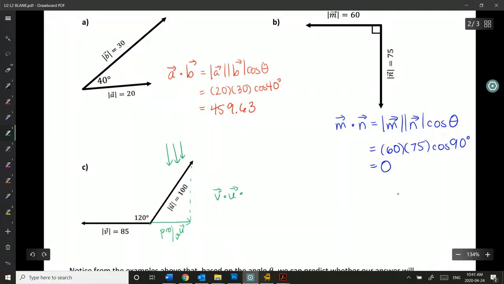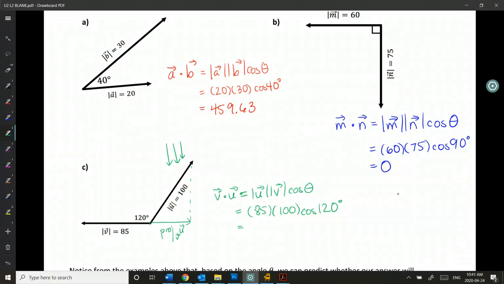So v dot u, and do the magnitude of those two things times the cos of the angle between them. Okay, and when I do the cosine of an angle over 90 degrees, you have to remember that in the 90 to 180 quadrant, cosine is actually negative. So it should make sense that we get a resulting answer that's actually negative here. Okay, so negative 4,250.